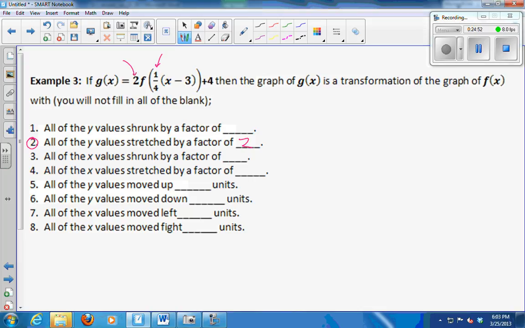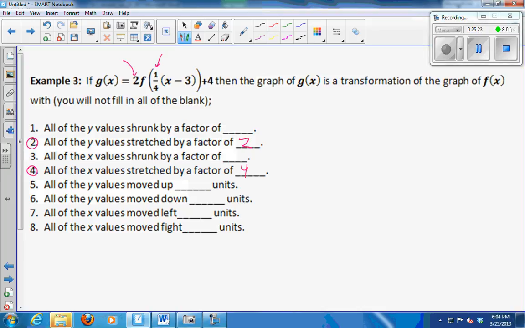Because it's the opposite of what you would think. Multiplying by a small number, you would think would make it small, but because it's inside, it does the opposite, it makes it bigger. So this is a horizontal stretch, which means I'm going to multiply all my x values by something. All of the x values are going to get stretched by a factor of what? 4, the reciprocal of 1/4. Good.